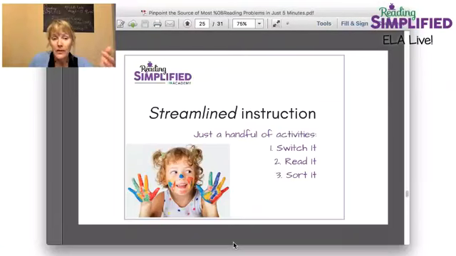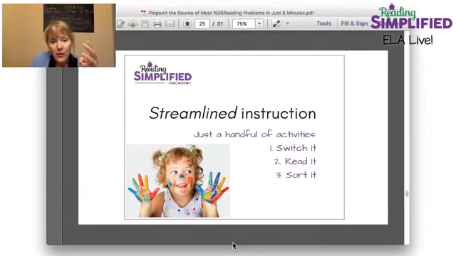So what I provide at Reading Simplified is really a streamlined version of how to teach reading. And there's just 3 main activities: switch it, read it, and sort it, that solve most of the decoding problems. And that kind of may blow your mind, but it's true. Because each activity does multiple sub-processes simultaneously, and it really addresses how sounds and symbols match. And so kids can break the code really quickly.